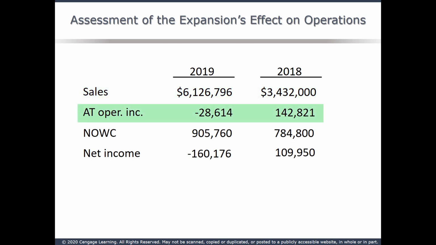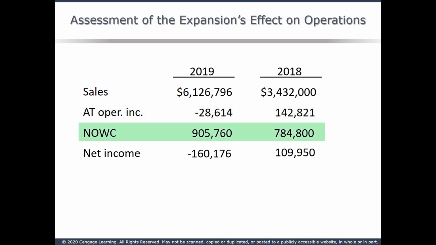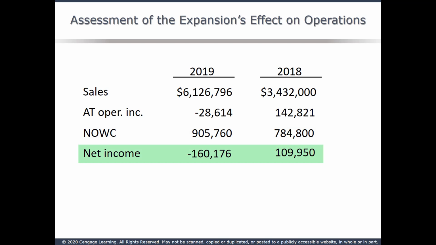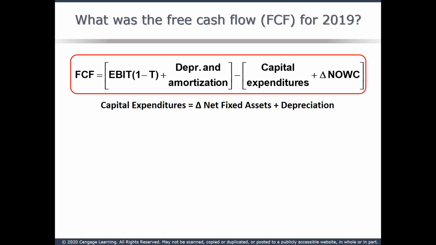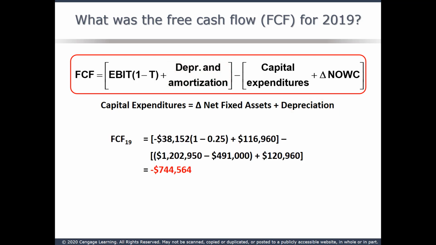After-tax operating income declined by 120%. Net operating working capital increased by only 15.4%, but net income declined by 246%. The formula for free cash flow is shown at the top of the slide. Note that capital expenditures equals the change in net fixed assets from the balance sheet plus depreciation from the income statement. And yes, depreciation is added in the first component, subtracted in the second.